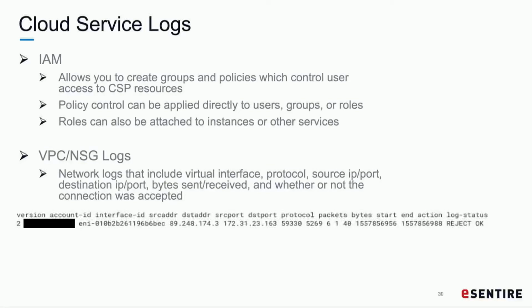I also have a snippet just kind of so you can get an idea of what VPC flow logs look like in AWS. So it's got a header there with all the different details, and it just kind of spits it out as one line per connection there.